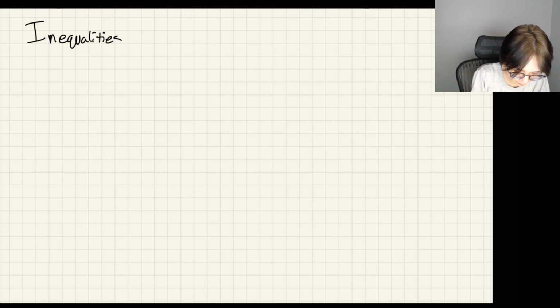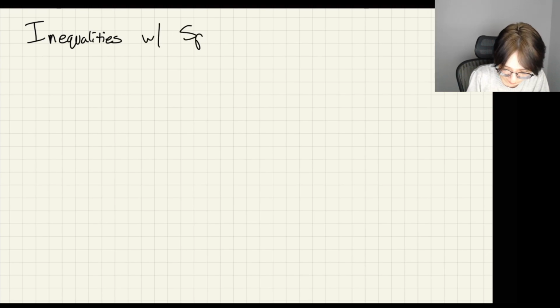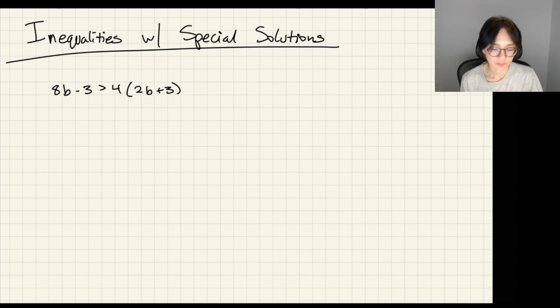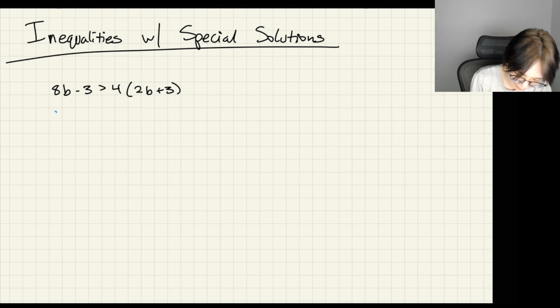Inequalities with special solutions. Now, going off of the same branch as variables being on both sides of the equation, here we have something like this. We see we have some distributive property that we can take advantage of, so that's what we're going to do right now. I'm just going to expand it out.